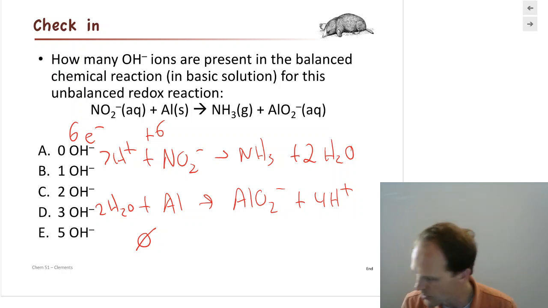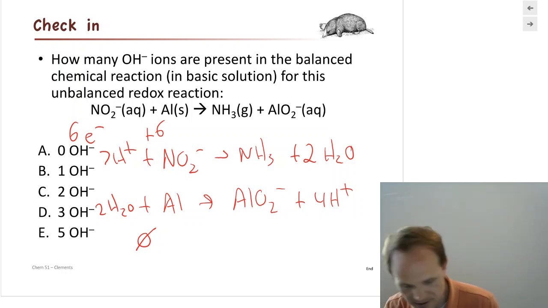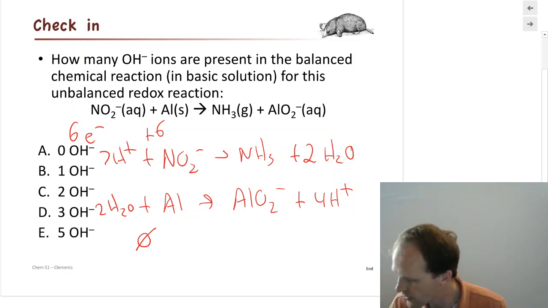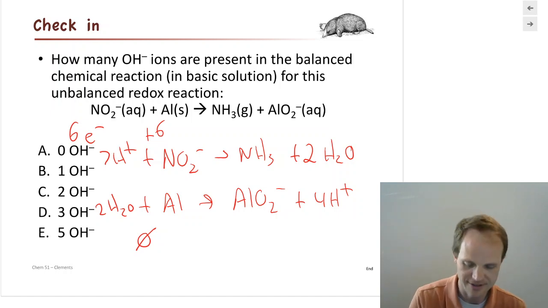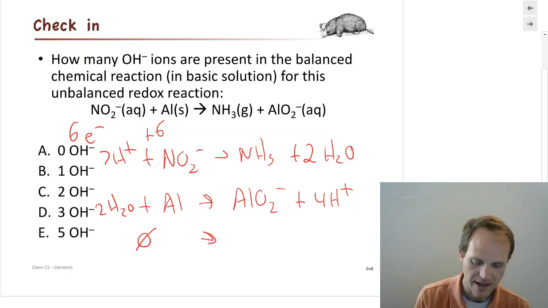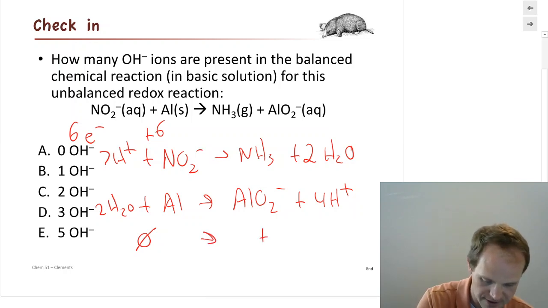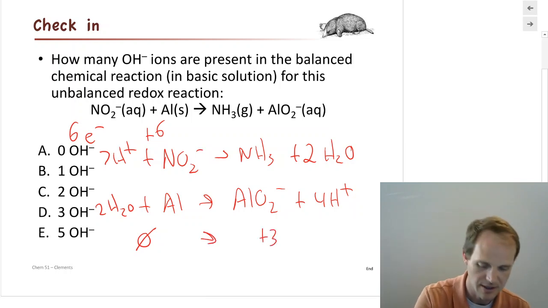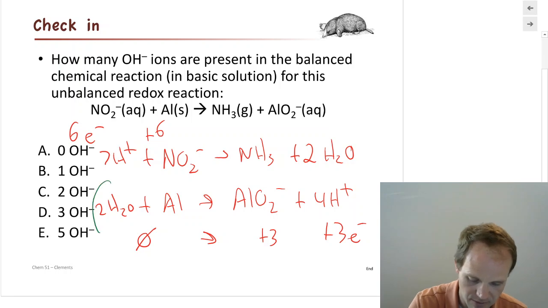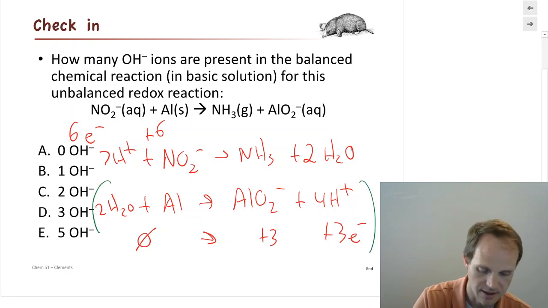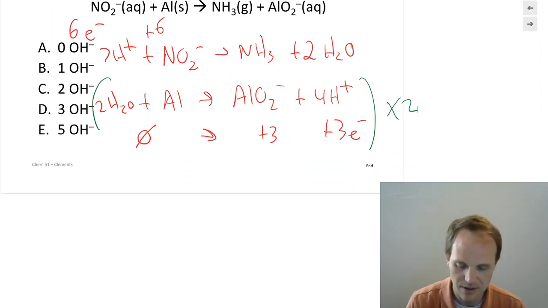I've got my 2 waters. This is really easy to do, right? AlO2, I should only have 2 waters, right? Yeah, 2 waters. Okay, there we go. I was doing things fine. It's just I wasn't looking at the right line. Okay, and then I've got a +3 on this side, right? +4 -1, and so I need 3 electrons to balance that out. I've got 6 electrons on one, 3 electrons on the other. I'm going to go ahead and multiply this guy times 2, add them all together.